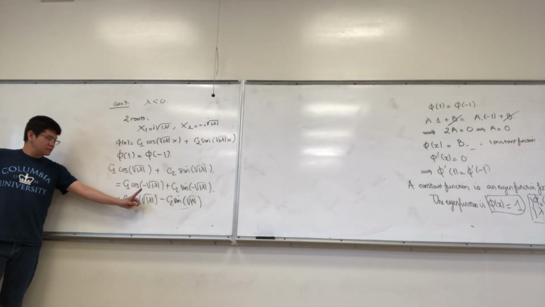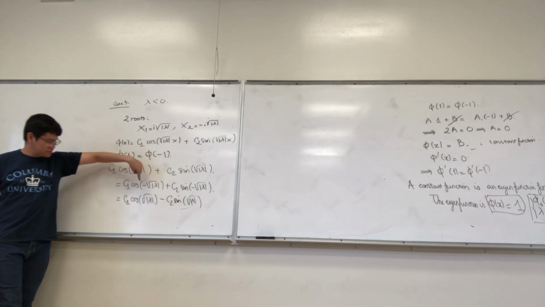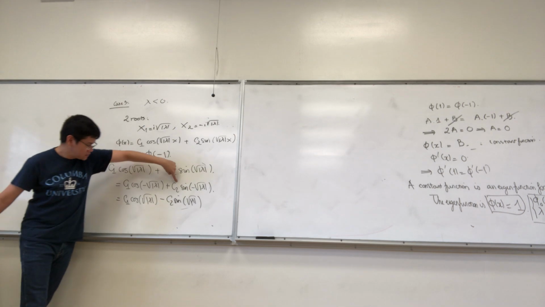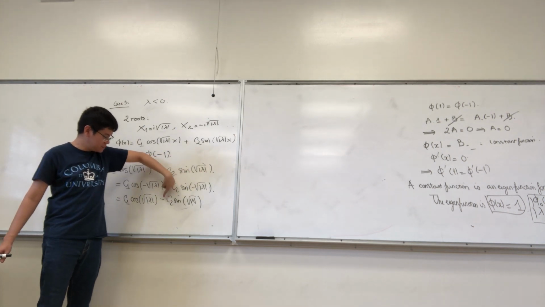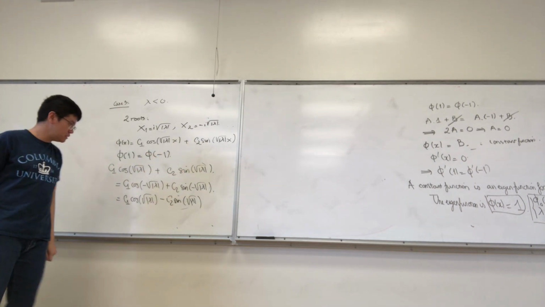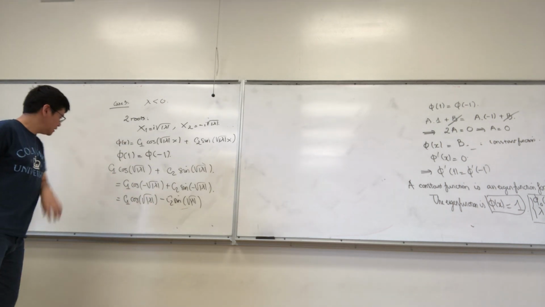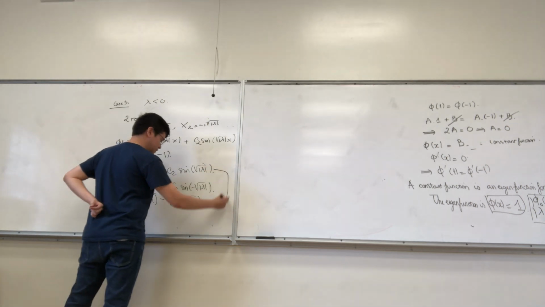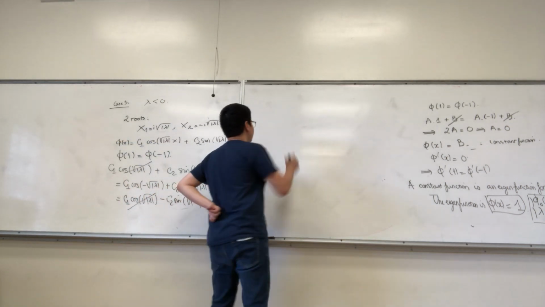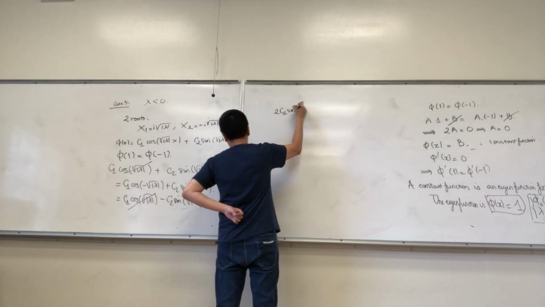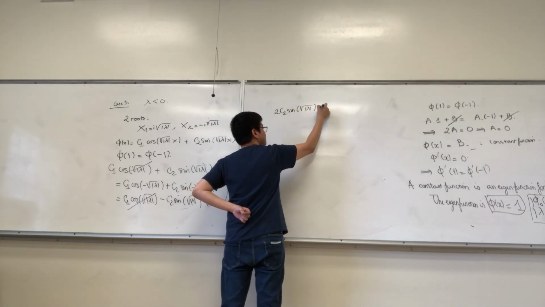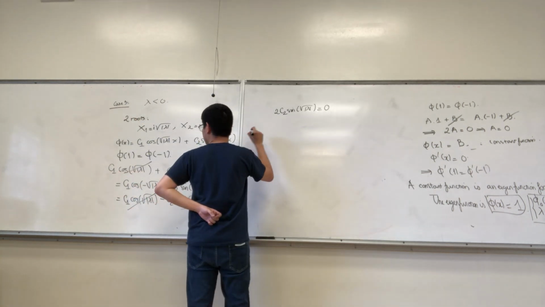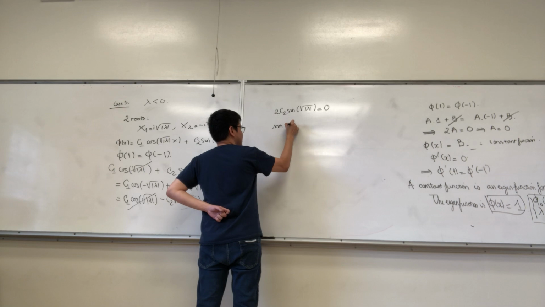Right? I put minus here, so the cosinus of minus square root of lambda will be the same as the cosinus of square root of lambda. C2 sinus of minus square root of lambda will be the same as minus C2 sinus square root of lambda. So these can cancel with this, right? And I group this guy and this guy. I'm gonna have 2 times C2 sinus of square root of lambda is 0. All right? So sinus of square root of lambda should be 0.